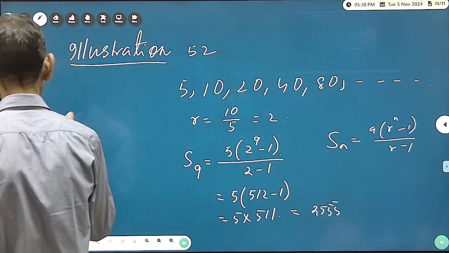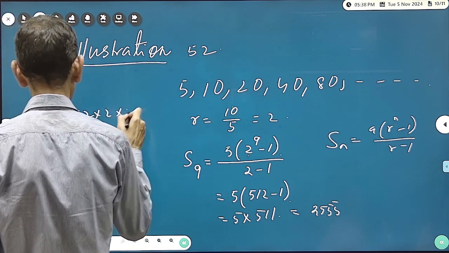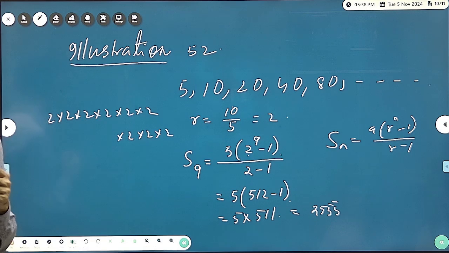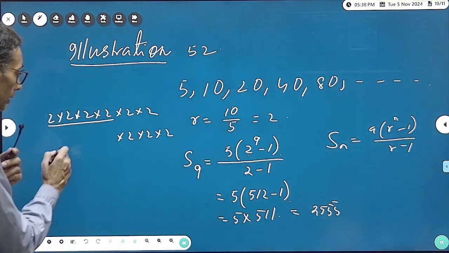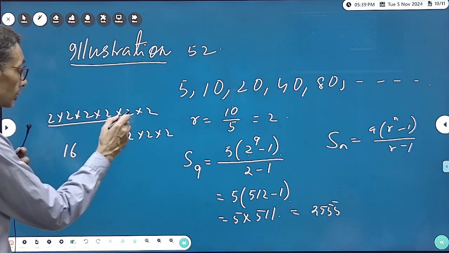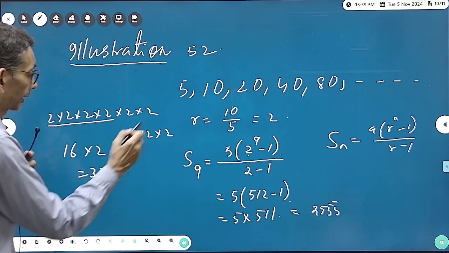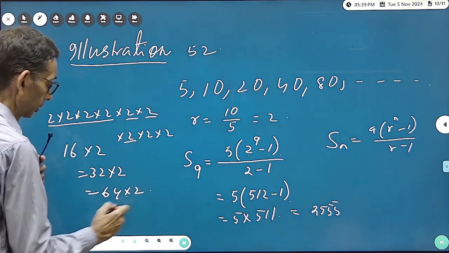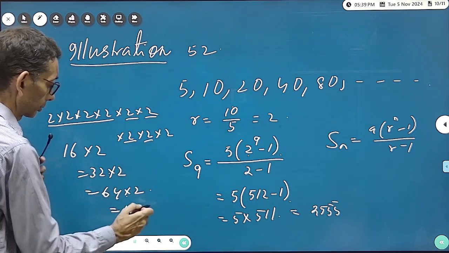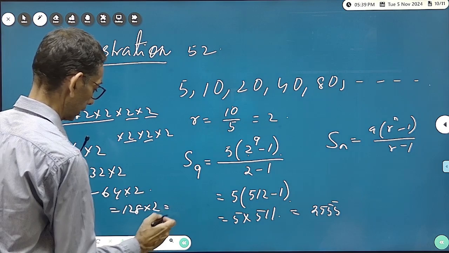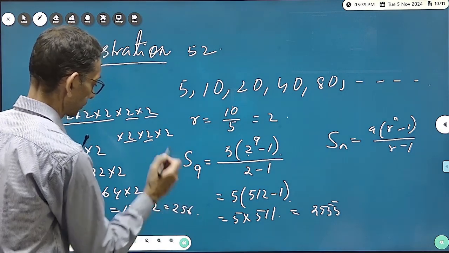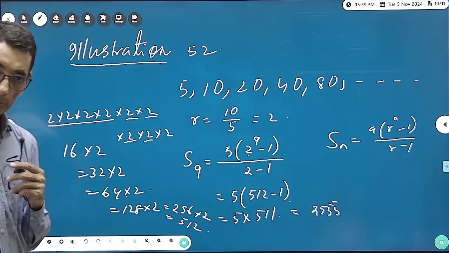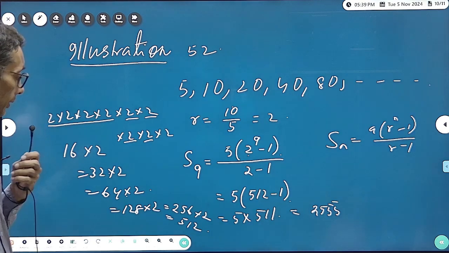2 to the power 9 means 2 into 2 into 2, and so on, multiplying 2 nine times. 2 four times is 16, right? 16 into 2 is 32, into 2 is 64, 64 into 2 is 128, 128 into 2 is 256, 256 into 2 is 512. Keep multiplying by 2, so 512.